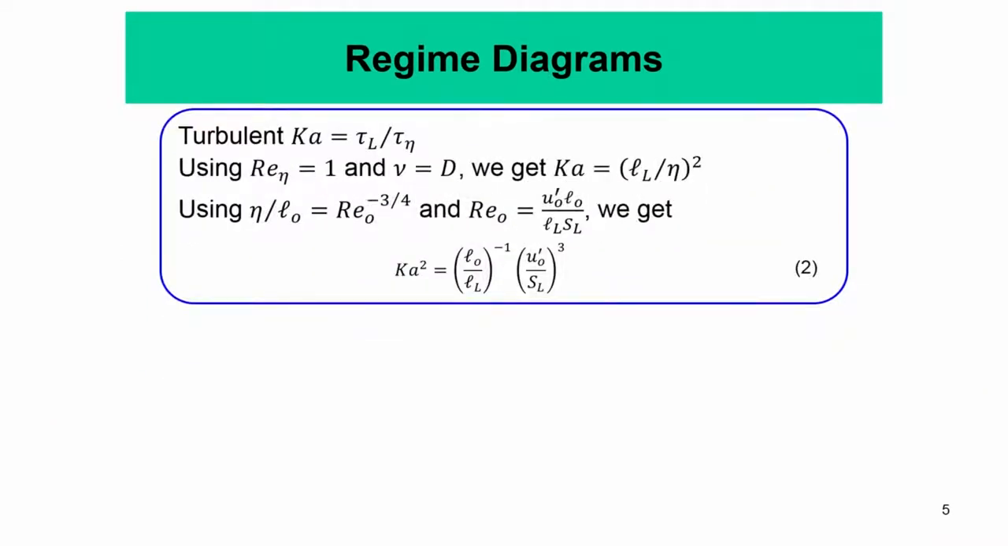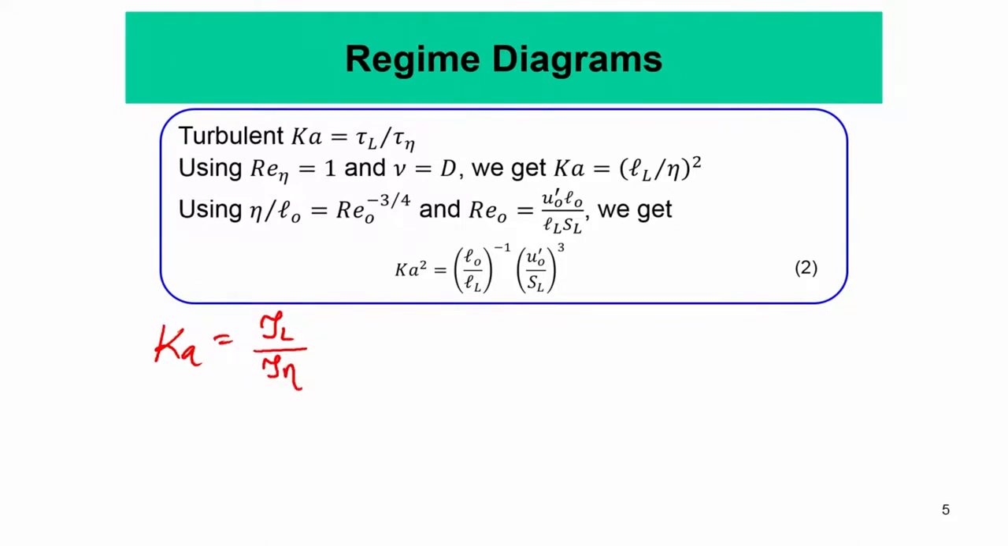There are other numbers also, there is something called a Karlovitz number. What is a Karlovitz number? I will just show the derivation here clearly. Karlovitz number is the ratio of flame time scale to the Kolmogorov time scale.